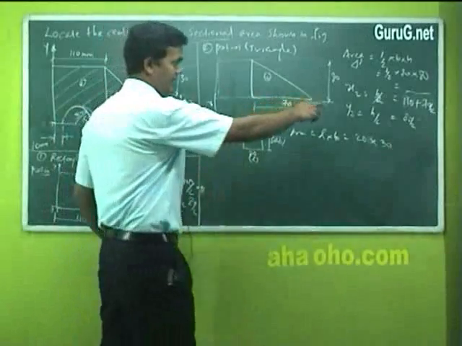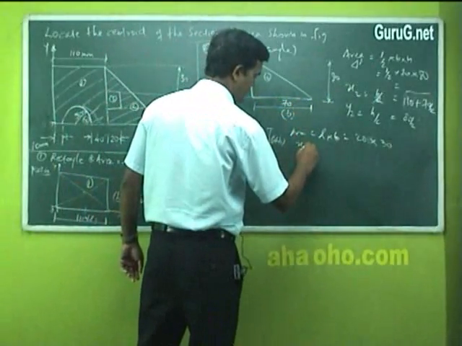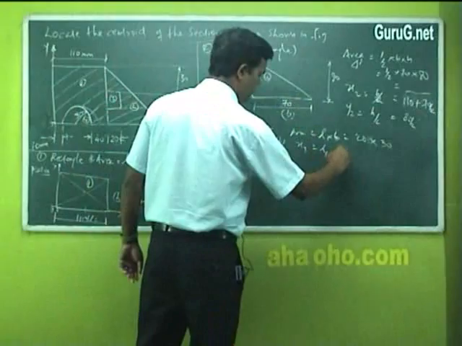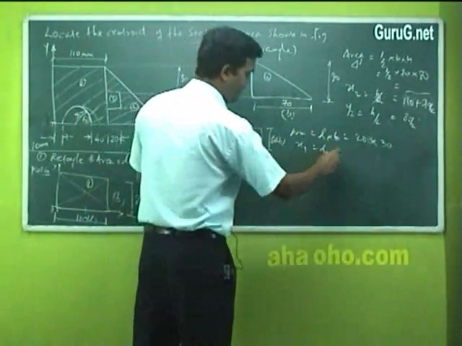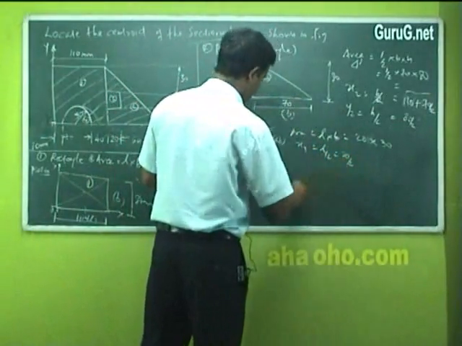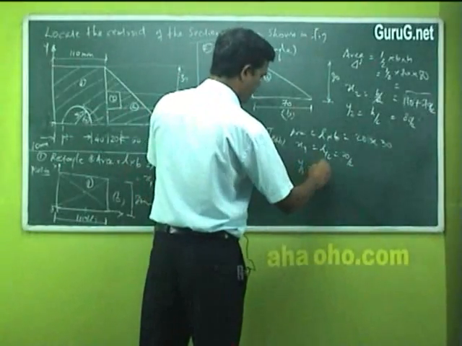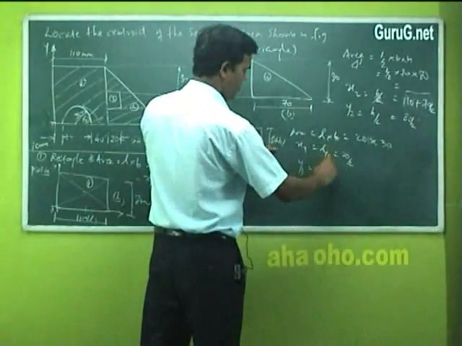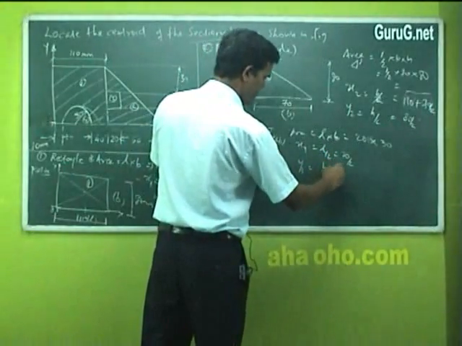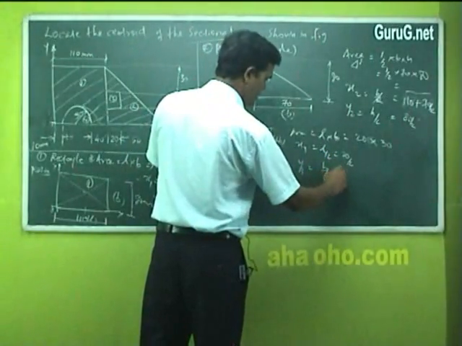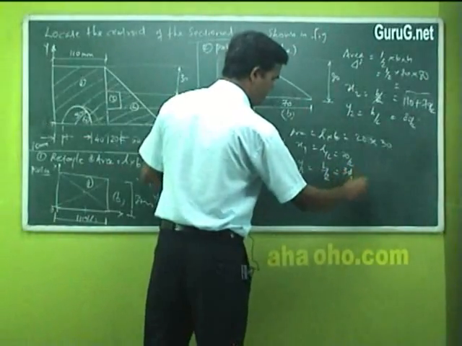Again x3 like this. x3 is L by 2. What is L here? 20 by 2. And y3, what is y here? I mean B by 3, B by 2, sorry. This is 30 by 2.